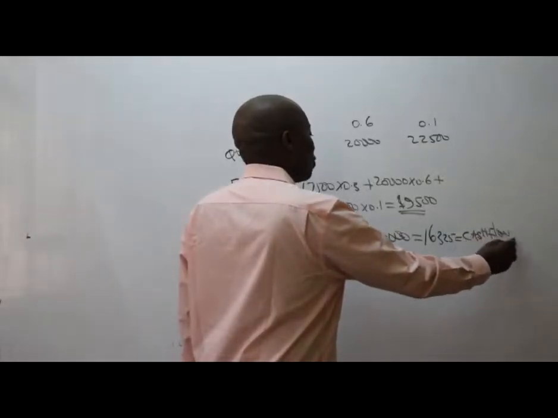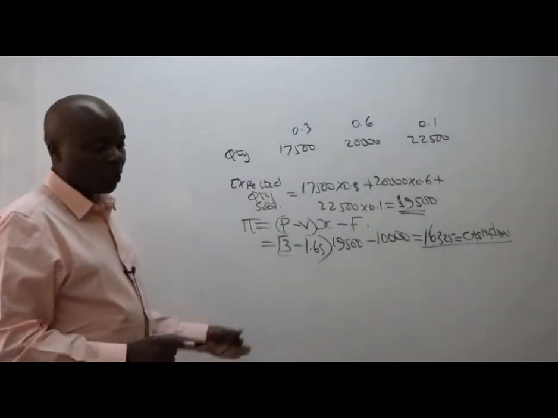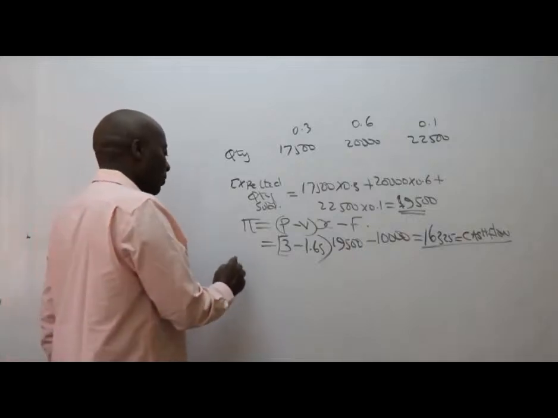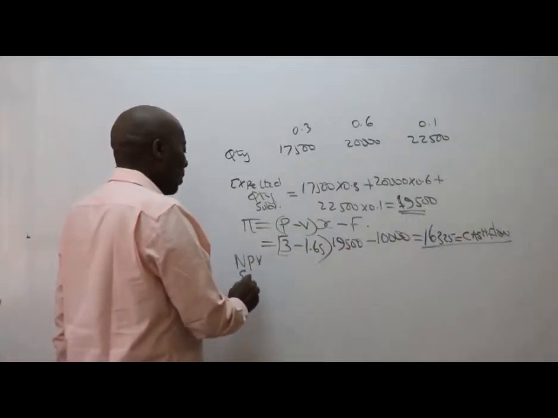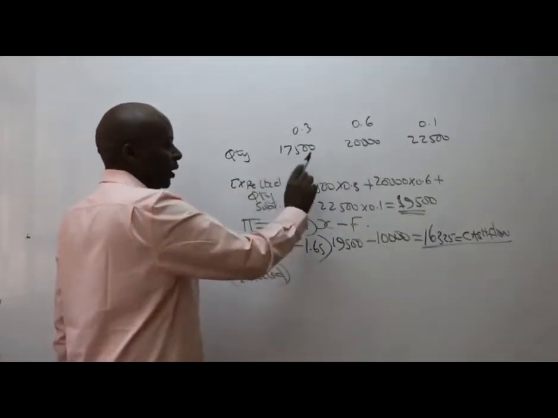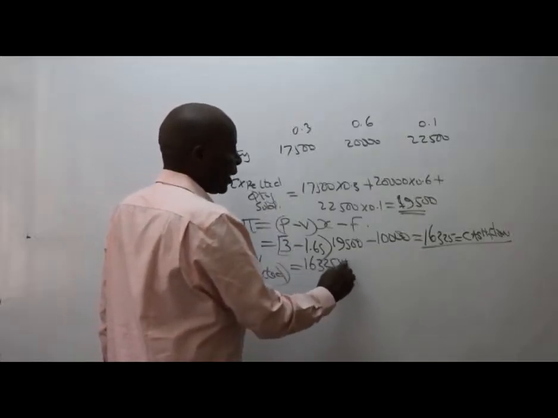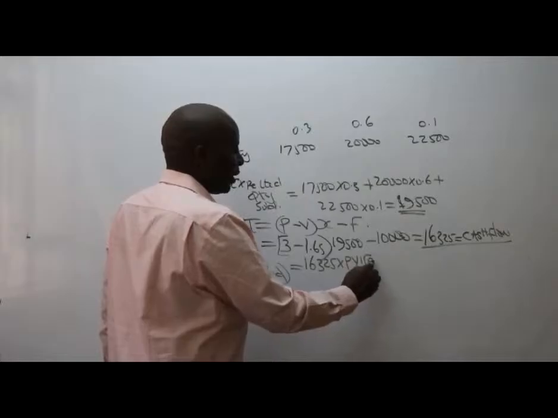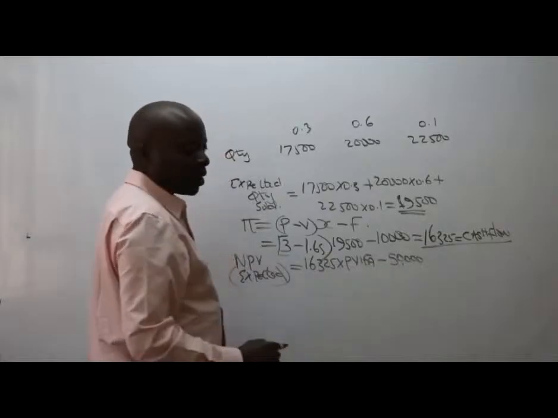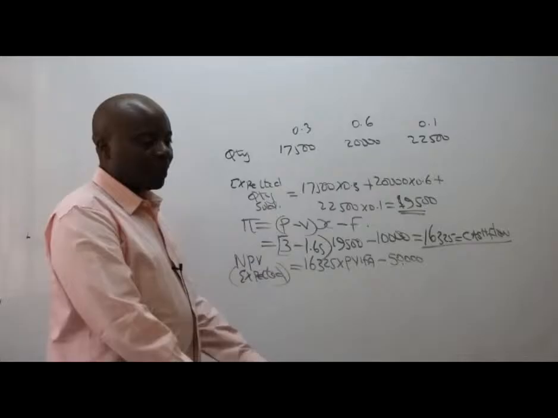This automatically also becomes my cash flow because we don't have tax here, right? And therefore my net present value, which will be the expected one because of averaging, will be this 16,325 multiplied by PVFA minus the initial outlay. And if my memory serves me well, the initial outlay was 50,000.